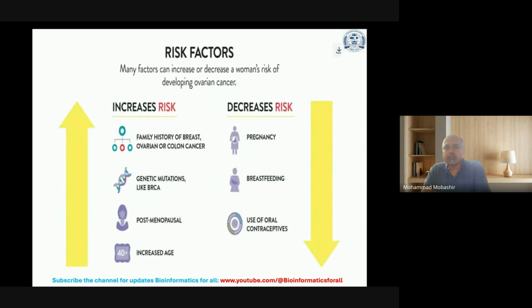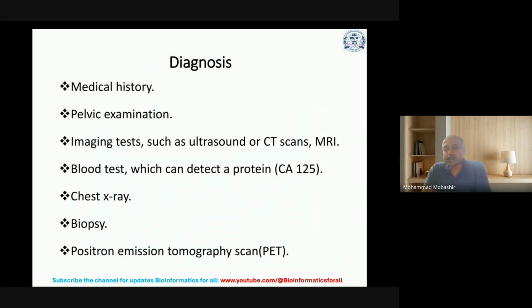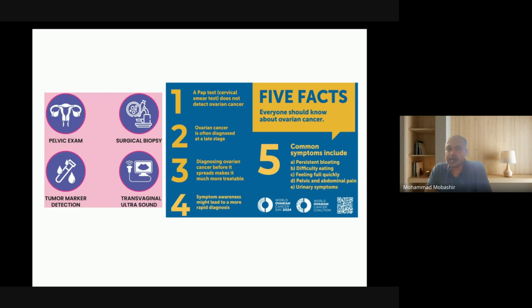Now, these risk factors could be more summarized. For example, increased risk: family history, genetic mutations, postmenopausal, and increased age. Decreased risk: pregnancy, breastfeeding, use of oral contraceptives. Diagnosis is based on medical history, pelvic examination, imaging tests such as ultrasound, CT scan, MRIs, a blood test which can detect a protein, chest X-ray, biopsy, positron emission tomography scan, or PET scanning. And these things can be summarized.